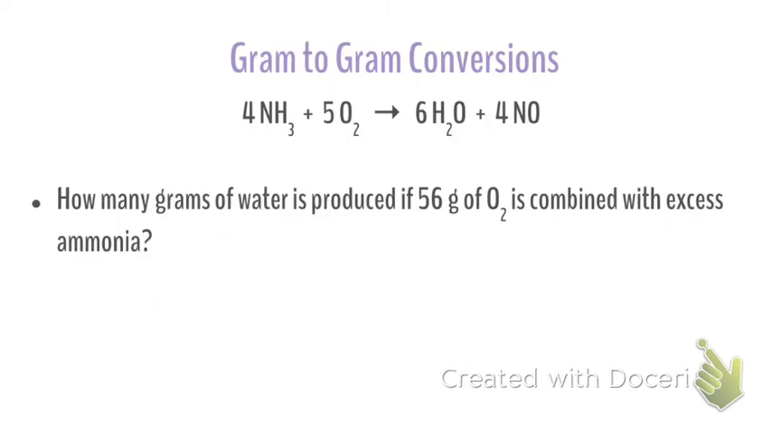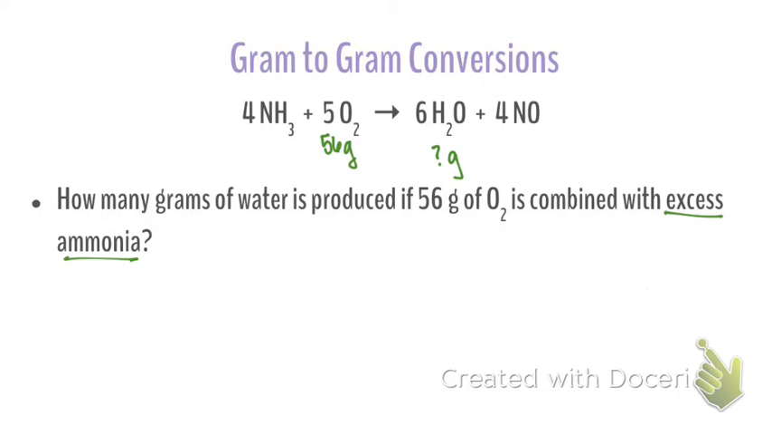Okay, sorry. How many grams of water is produced if 56 grams of oxygen is combined with excess ammonia? Okay, for right now, that doesn't mean anything to us. It will in a little bit, but for right now, it just means that oxygen is going to be all used up. We're going to use up all 56 grams of oxygen in our reaction, and we're going to have a leftover of our other reactant, right? Later, that will mean more to us than it does right now, and that's okay. All right, so right now, it does not affect our problem at all, okay?